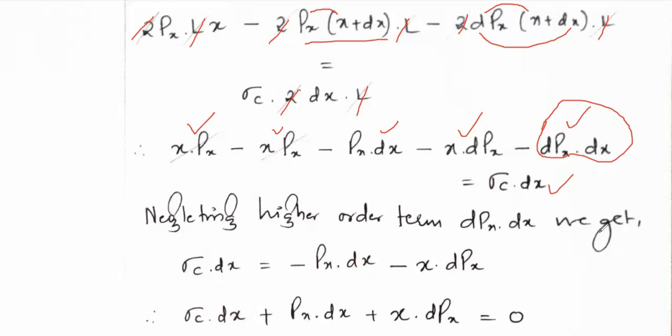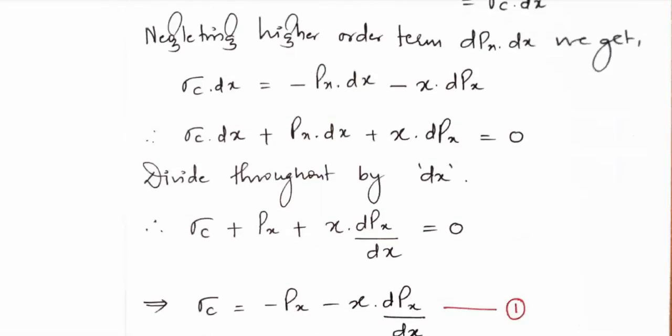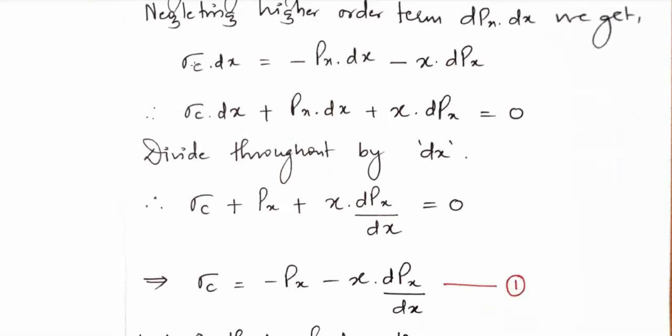So neglecting the higher order term, what will we get? So xPx and xPx are going to cancel. The remaining term will be sigma c into dx is equal to minus Px into dx and minus x into dP. So I need an expression for sigma c. So you keep sigma c on one side, and this is what you are getting.